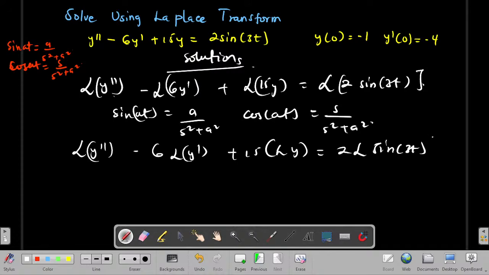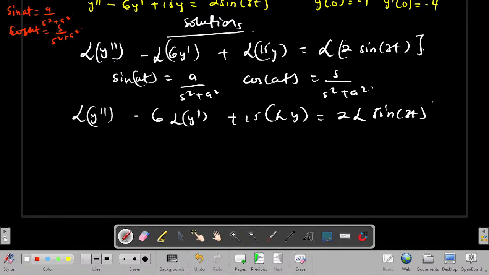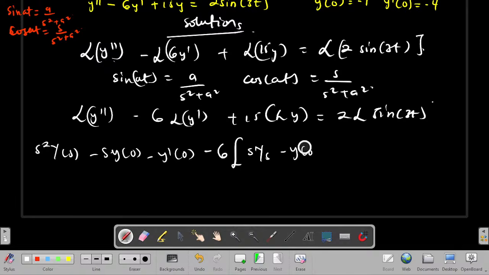Nicely. At this point, you have to know the Laplace for y prime prime. Anytime you see y prime prime anywhere, the Laplace is fixed. It is given as s squared Y of s, please take note, minus s y of 0 minus y prime of 0. That is for only this. Minus 6 multiplying the expression, the Laplace for y prime is always s capital Y of s minus y of 0, plus 15, and the Laplace of y is capital Y of s. That is equal to, on the right side, 2 multiplying the expression. What's the Laplace of sine 3t?